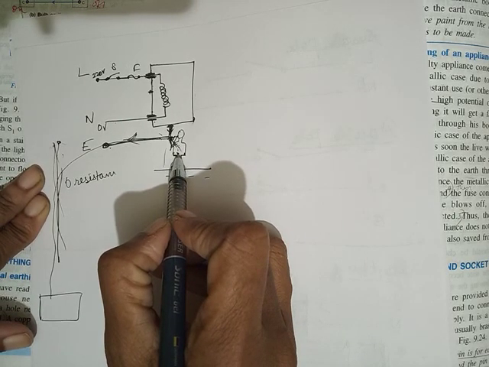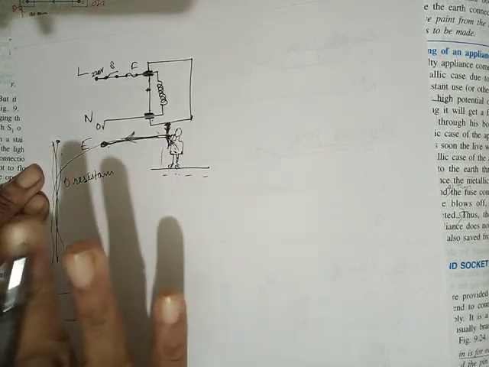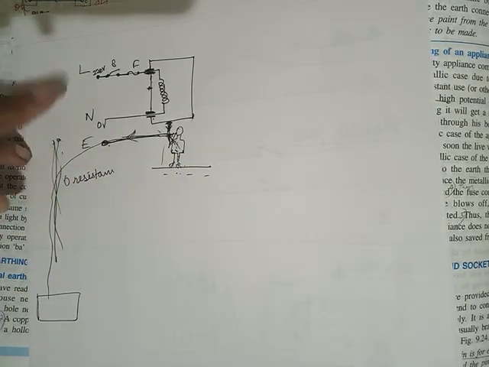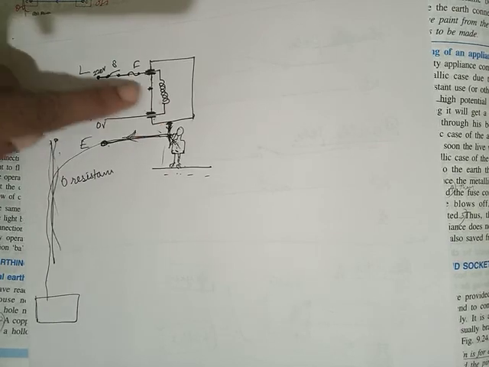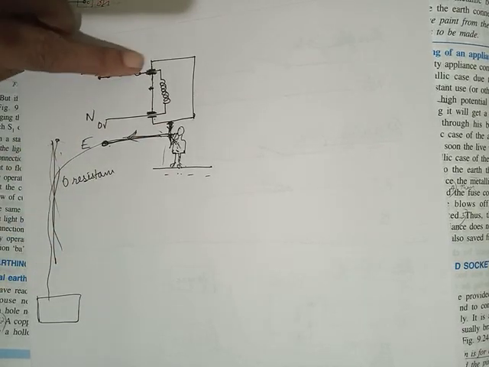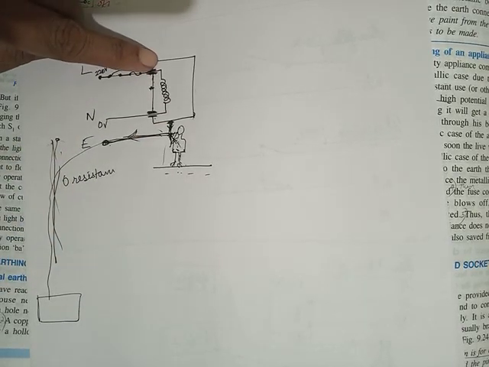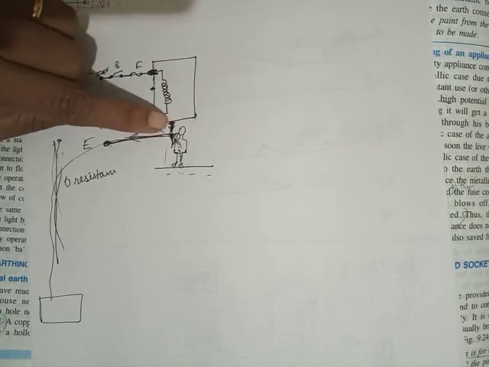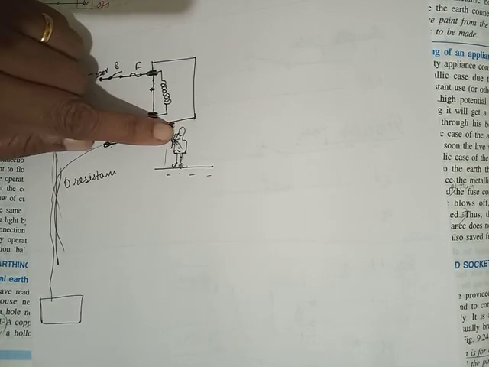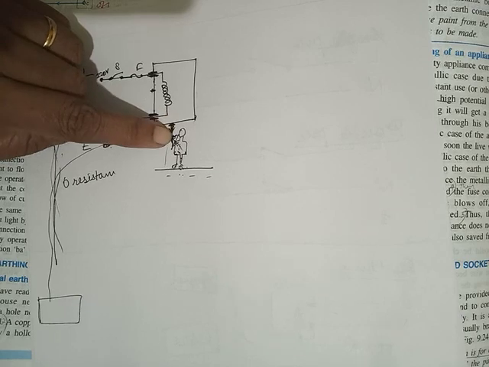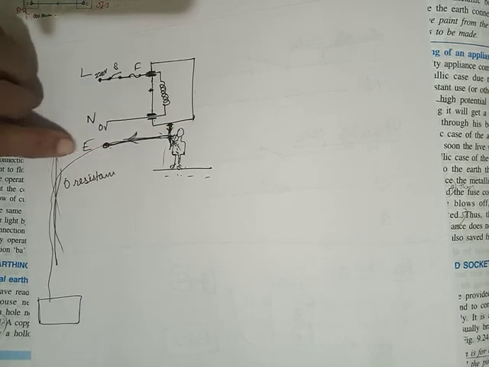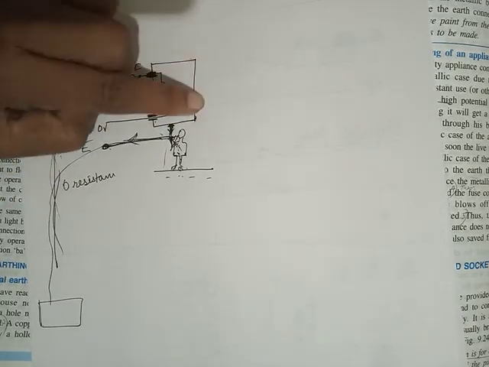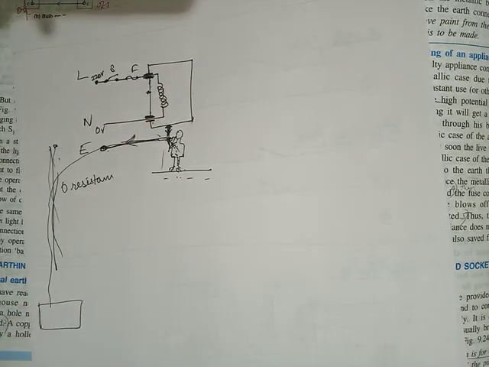Hope you got it. I hope you understood it, children. This is the purpose of earthing of an appliance. Mainly the body should be earthed so that when the live wire comes in contact with the body, and if you happen to touch the body, you might get a shock. To prevent that, the body of the appliance is connected to an earth wire so that when there is a leakage, the current will go to the earth and you will be protected.